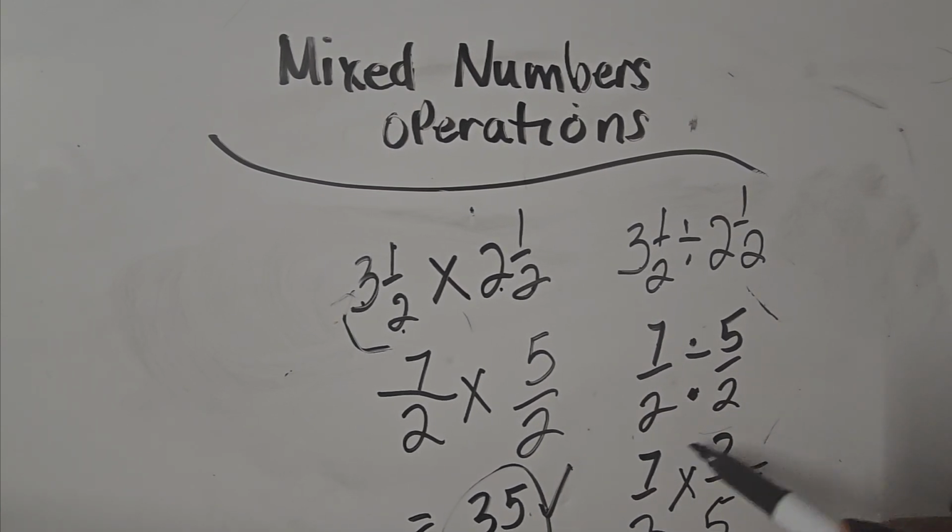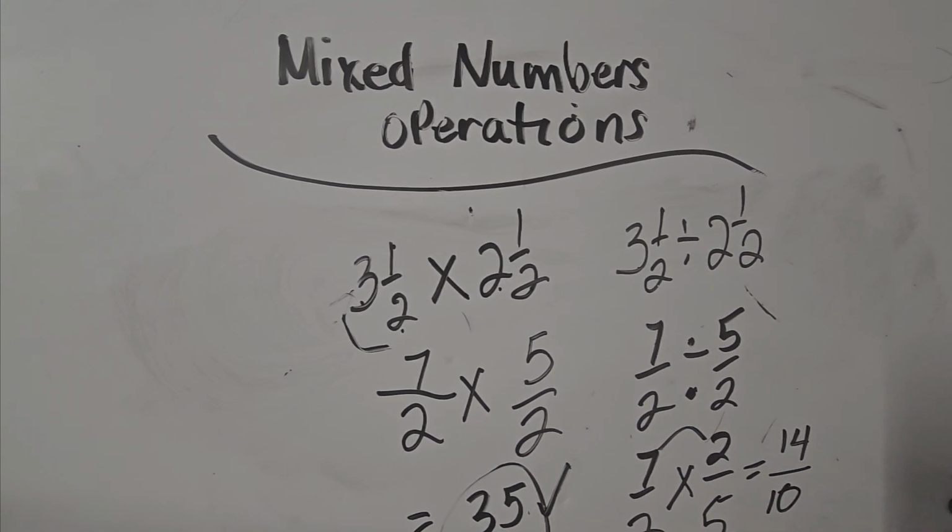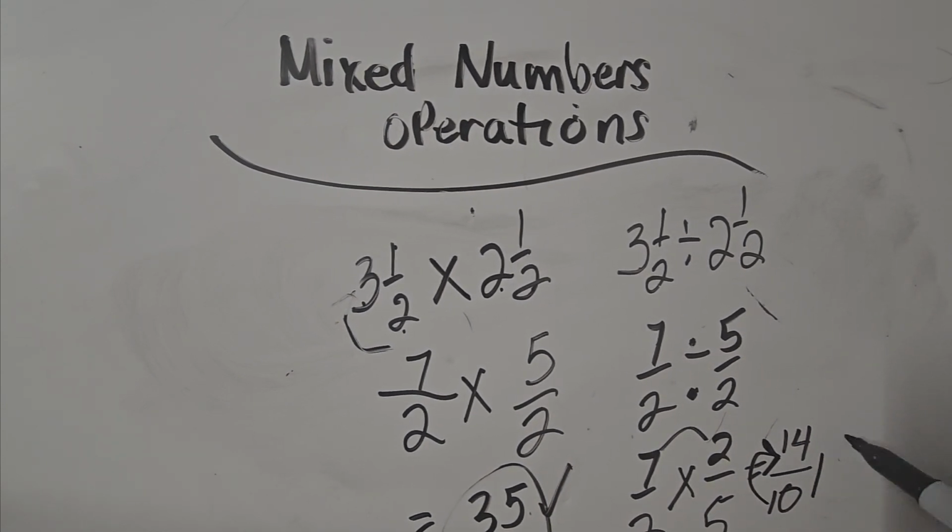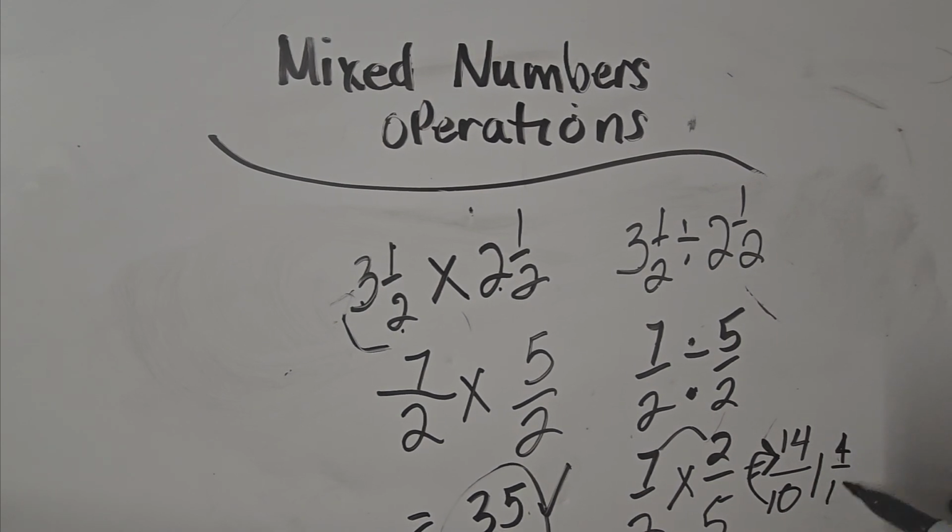Like this would be 2 times 7 is 14, 2 times 5 is 10. Ultimately, you get another improper as usual, and you would divide. 10 goes into 14 one time, and 4 is left over, 4/10. So that's what I wanted to show you.